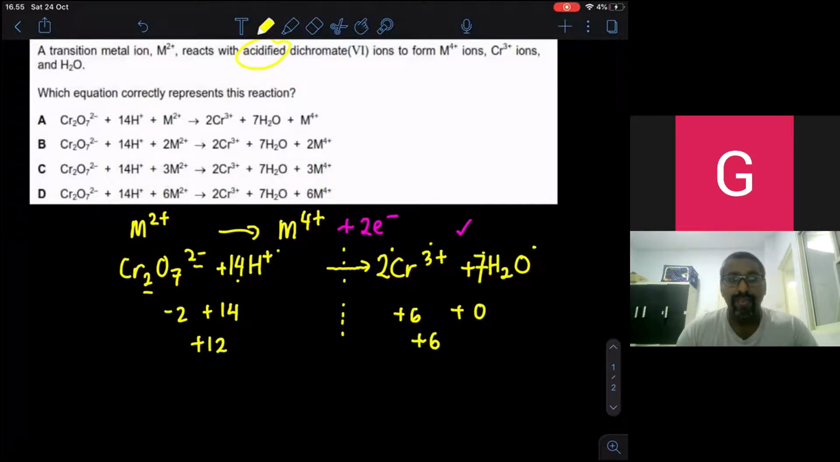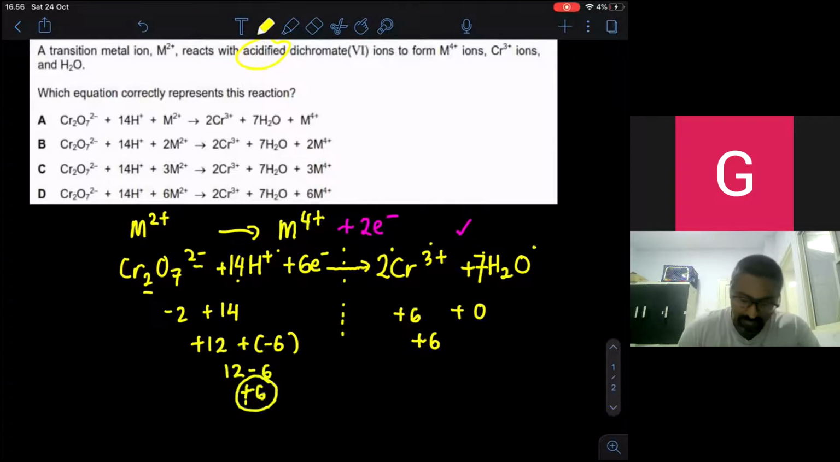So my aim over here is to make sure my left and right are balanced. It means I must have the same charges. So I will introduce electrons, because an electron carries -1 charge. If I introduce 6 electrons, that will add -6, which makes 12 minus 6, I will get positive 6. So your left and right are balanced. So that gives me these two half equations, which I have balanced.